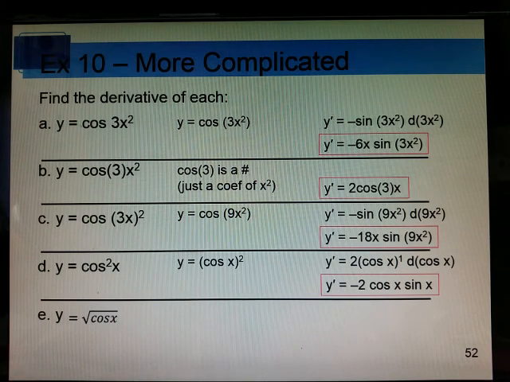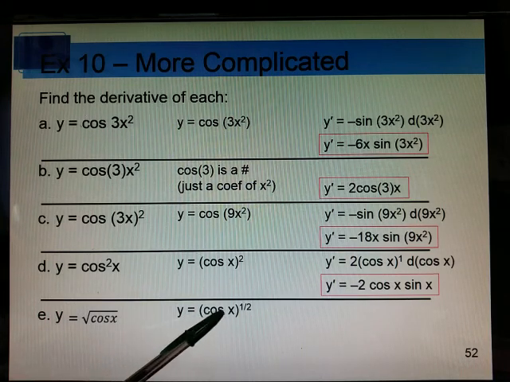E is kind of similar to D in the sense that it is to the half power after you take the value of the cosine of x. So we're going to do the chain rule just like we did in problem D. We're going to take the half out front. We're going to raise it to the negative half after. But then it has to be times the derivative of what was inside there. Again, that's that chain rule, guys.